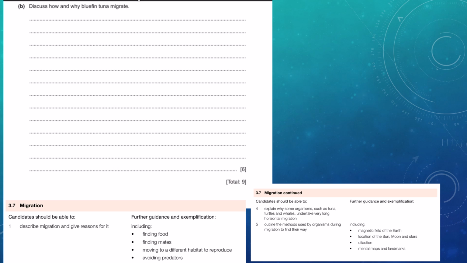The last question is a big one, 6 points. So now we really got to find a lot to write. And they ask, discuss how and why bluefin tuna migrate. Now, I looked at the answers that Cambridge suggests are good answers, and I don't totally agree with all of them, but let's go for it anyway.